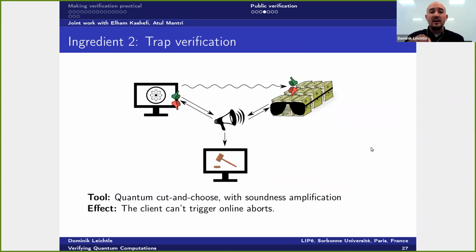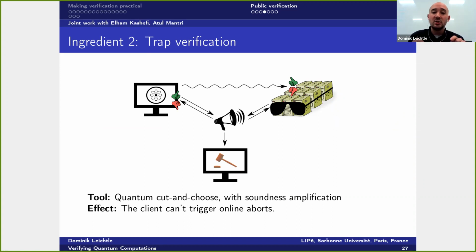Now, the second ingredient is trap verification. That means we are using a protocol similar to the one that I've been talking about earlier under the hood. So there are going to be these trap mechanisms that will detect deviations. Now we need to make sure that the client did not set them up in a wrong way to make them fail on purpose.